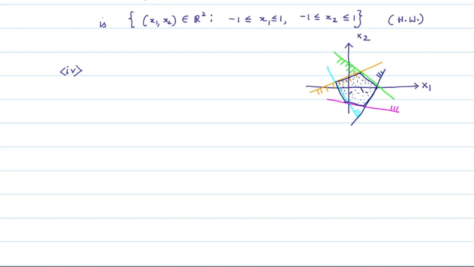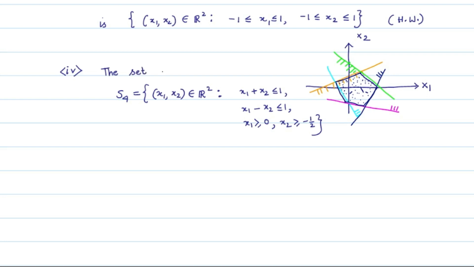For example, take the set as the intersection of x1 plus x2 less than or equal to 1, x1 minus x2 less than or equal to 1, x1 greater than or equal to 0, and say one more, x2 greater than or equal to minus half. Try to figure out this region S4 geometrically and then verify that the set of all limit points of S4 is the set S4 itself.